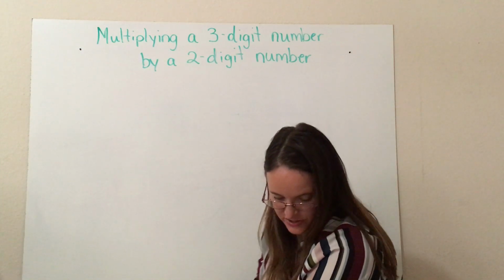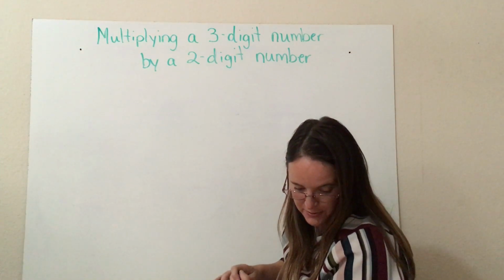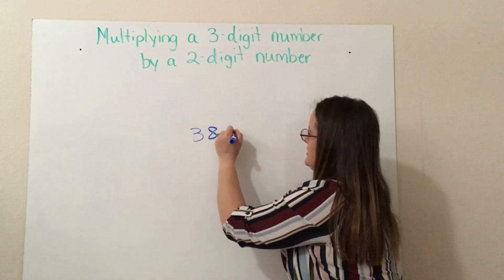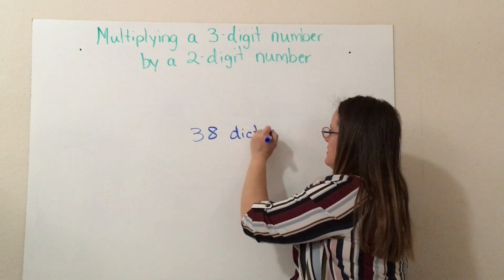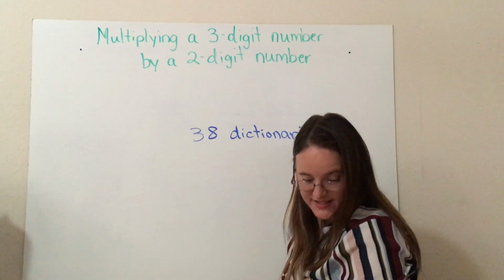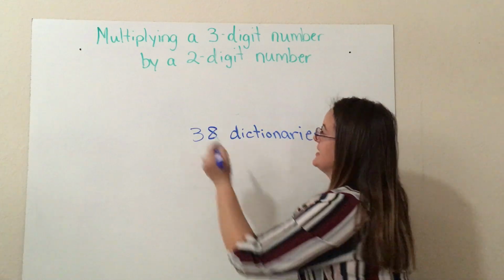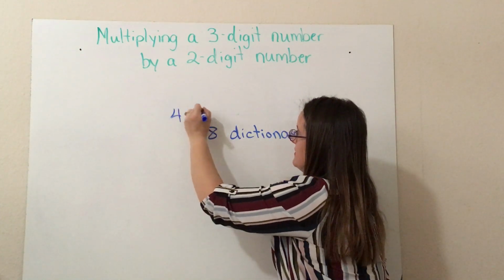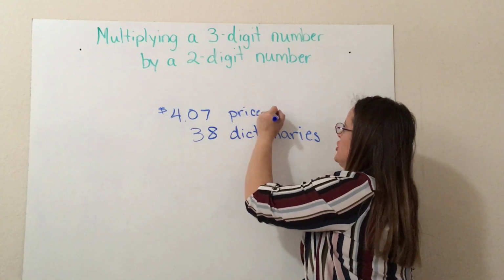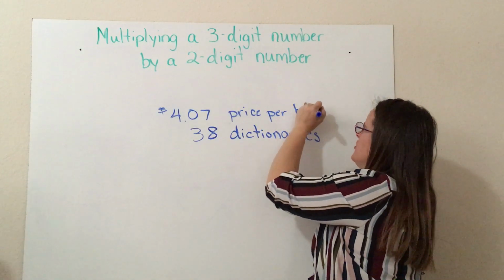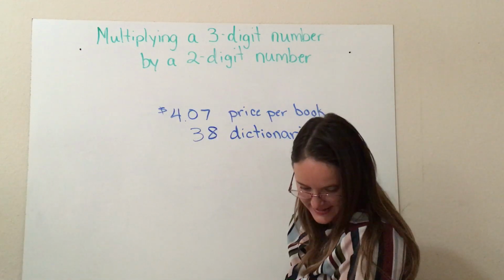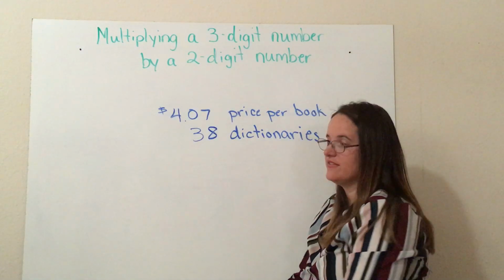During summer vacation, a school principal ordered 38 paperback dictionaries for the school bookstore. So 38 dictionaries. The cost of each dictionary was $4.07. Price per, I'm going to say book, so I don't have to write out dictionaries again. Each of the 38 dictionaries was $4.07. What was the total cost of the dictionaries?